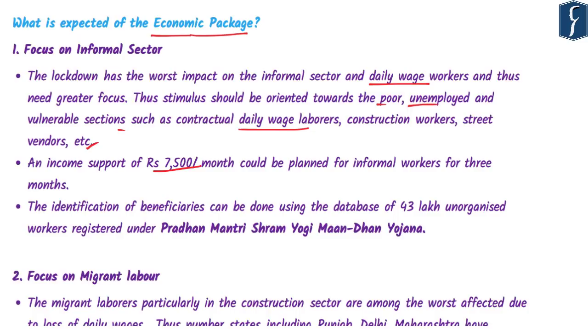Regarding the implementation, one thing you should be aware of is that recently the government started the Pradhan Mantri Shram Yogi Maandhan Yojana, and 43 lakh unorganized workers have registered under this scheme, and that is easy to identify. So identification of beneficiaries can be done through this scheme and speedy disbursal of the money can be done.